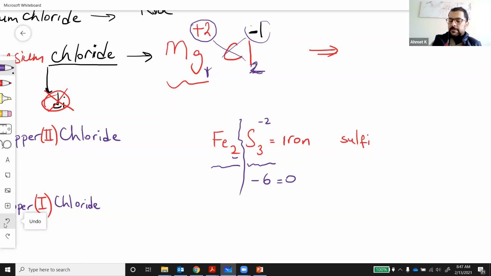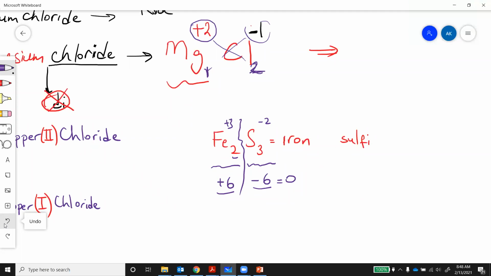from the iron? Plus 6, right? To cancel out this -6, I need to have +6. And since you have 2 irons, you need to divide that +6 between the 2 of them. So therefore, iron is going to have +3. Make sense? Yes, +3.